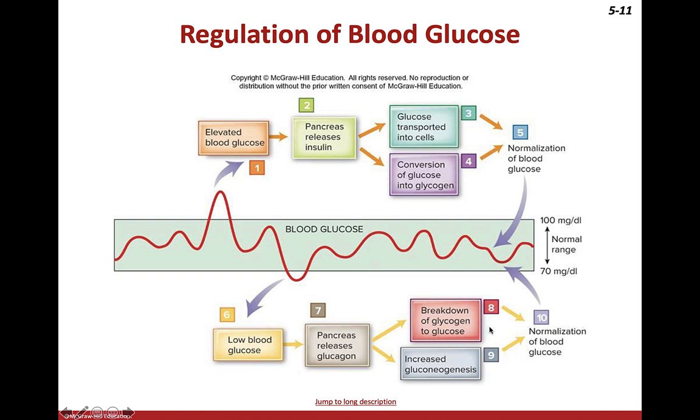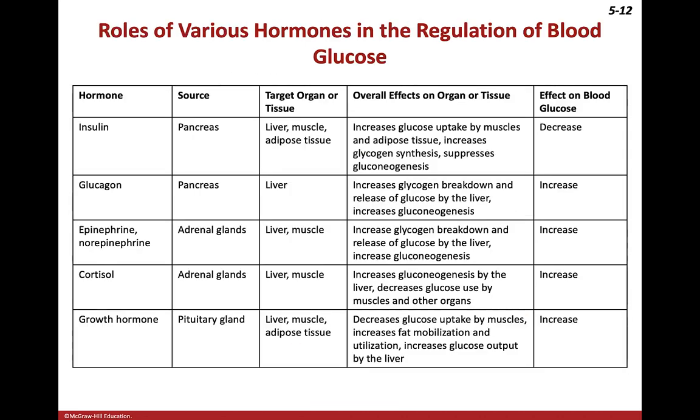That's the overall goal of both of these hormones, to respond when there's abnormally high or abnormally low levels of glucose. Hopefully these mechanisms will bring those glucose levels back to normal. Perfect example of negative feedback mechanisms.